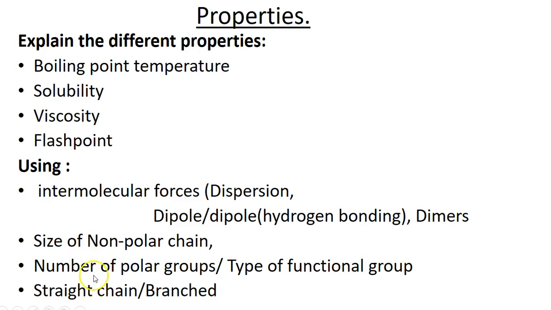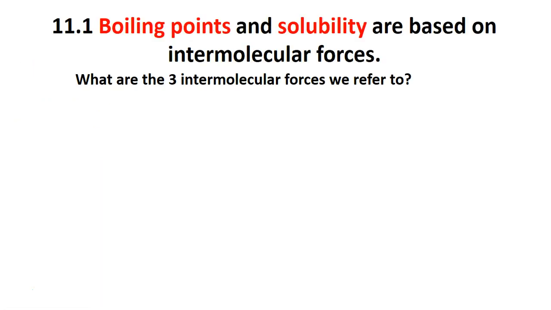And then these three things affect the strength of the intermolecular forces. So how big the chain is, how big the molecule or the atom is, and also how big the non-polar chain is, the number of polar groups or the type of group that you've got, and whether it's a straight chain or a branched chain. So those three things affect the strength of the intermolecular forces. And using those ideas, we're going to explain the differences in those properties. So the first one's boiling points that we're going to look at, and then solubility.